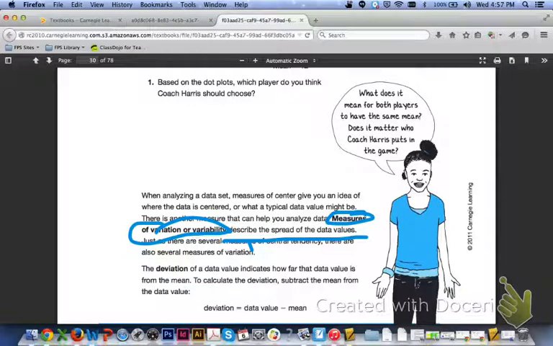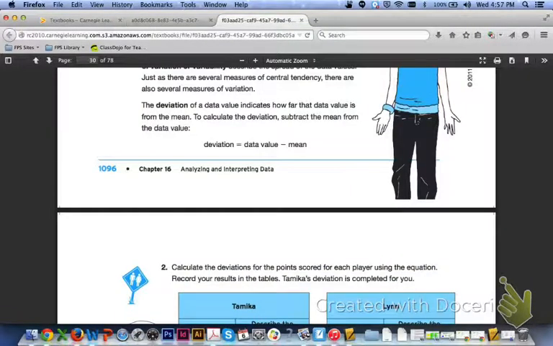The deviation of a data value indicates how far that data value is from the mean. Underline that right away. It says to calculate the deviation, subtract the mean from the data value. Okay, so the deviation is equal to the data value minus the mean.